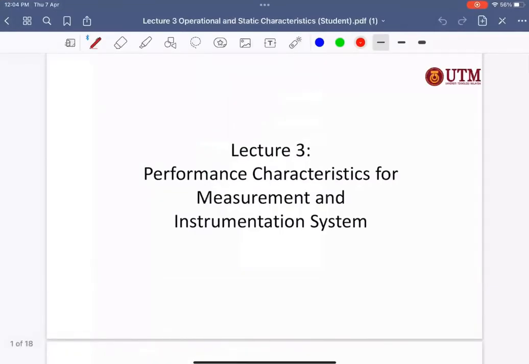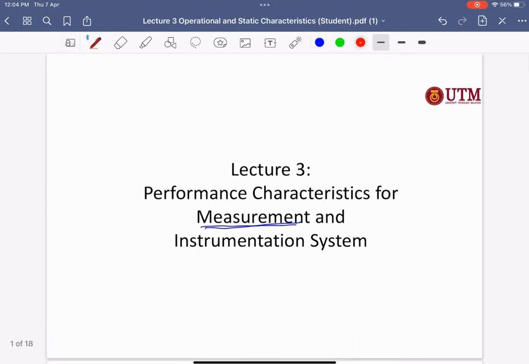Okay, for today's topic, lecture 3 is about performance characteristics for measurement and instrumentation systems. Last week we learned about measurement. Measurement means it's a process, you do some measurement. So what do you want to measure? We have 7 quantities that you can measure.